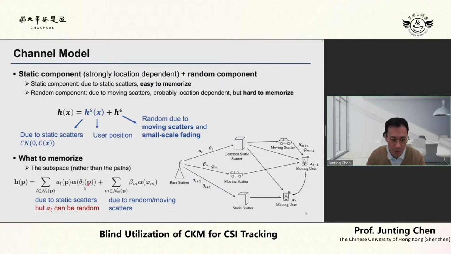However, this component is the steering vector for the propagation path. And this is strongly location dependent, right? Because this part essentially tells us the angle of arrival from the base station to the static scatterer. And since the static scatterer remains unchanged for a sufficiently long time, this is likely unchanged. Now, with this, we can understand that the subspace is more or less static, right? And then the random component is quite random, and we don't hope that we can memorize this part.